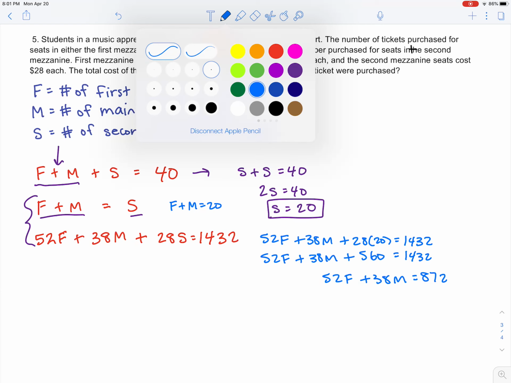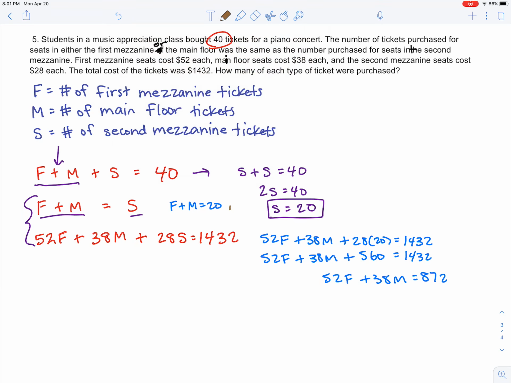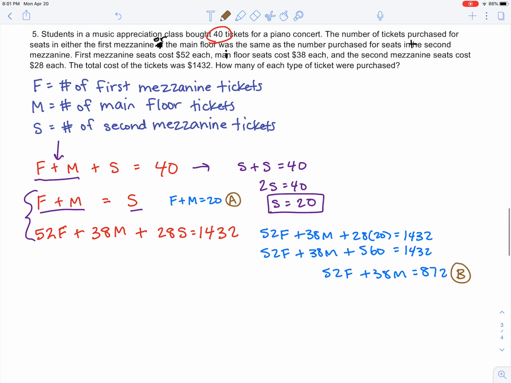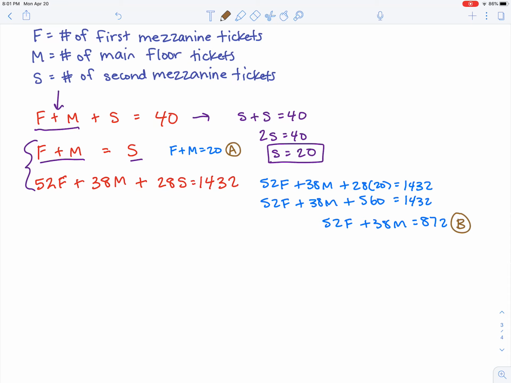So let's label these. I'm looking at these two equations now. I'll say this is equation A. This is equation B. So equations A and B give me a 2 by 2 system that I can solve using substitution or elimination. I think I will just do elimination. Doesn't really matter which one. I guess I'll eliminate M. This has a 38, so I'm going to make this one have a negative 38. So I'm going to take equation B, and I'm going to add it to negative 38 times equation A.